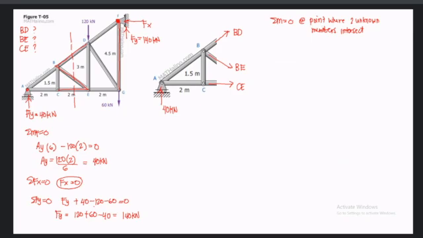Anyway, so yun. Magmo-moment tayo sa point kung saan nag-intersect yung dalawang members. And then that's point B, sabi ni John Aaron. Okay, which is tama naman, no? Kasi doon nag-meet yung dalawa. Okay, so pwede tayo mag-moment kay point B. So summation moment B is equal to 0. So pag nag-moment tayo doon sa point kung saan nag-intersect yung dalawang members, magiging 0 yung moment nila. So, mawawala yung moment ni BD saka ni BE. So, ang matitira na lang is yung moment ni CE saka yung mga external forces natin. So, sa case na to, si 40 kilonewton lang.